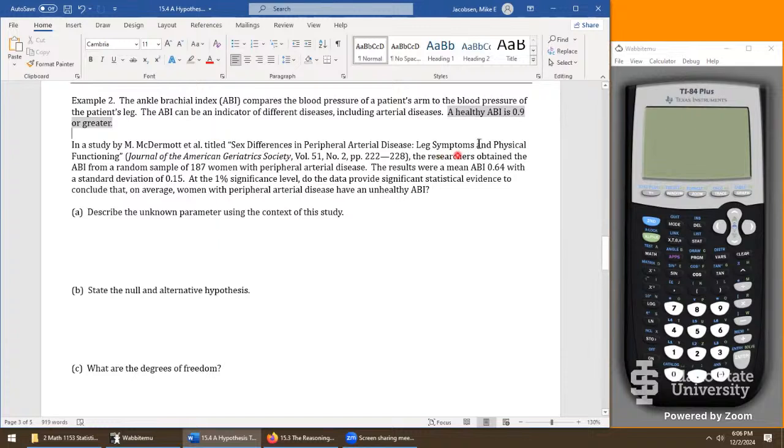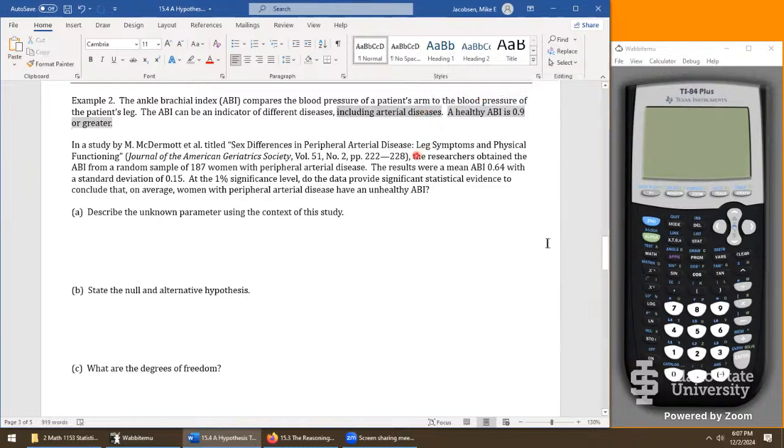It's not easy for me to say what I could do with that value, so we'll come back to it when we need to. So this is a more interesting context. We're now zeroing in on an actual study that happened. This is a real study done by these folks in the Journal of American Geriatric Society. It was titled Sex Differences in Peripheral Arterial Disease. So we are definitely interested in arterial diseases, it looks like.